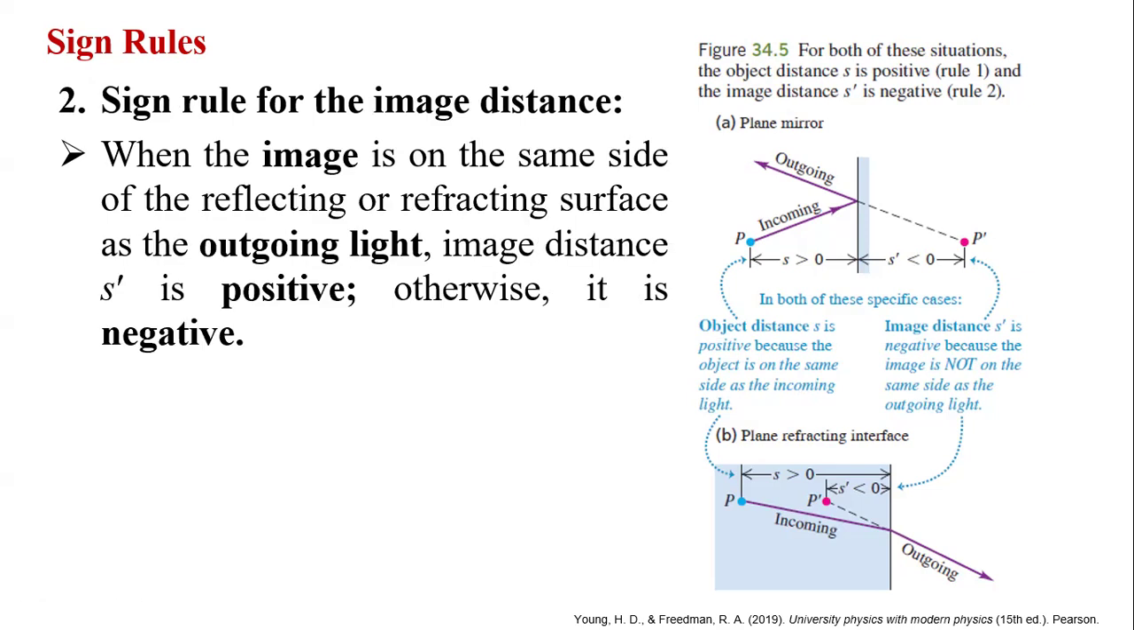For sign rule number 2, when the image is on the same side of the reflecting or refracting surface as the outgoing light, the image distance is positive. Otherwise, it is negative. If you look at the image here, it must be on the same side as the outgoing light. This is the outgoing ray. The image is located on the opposite side, so the image distance here is negative.